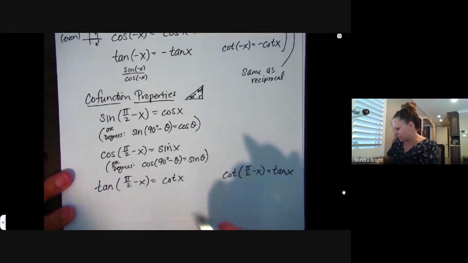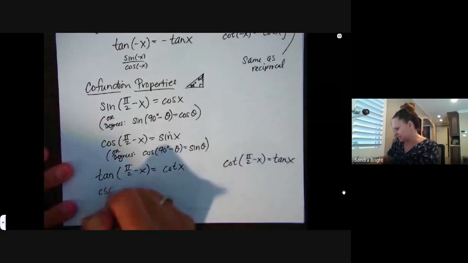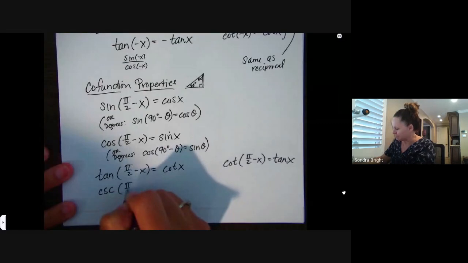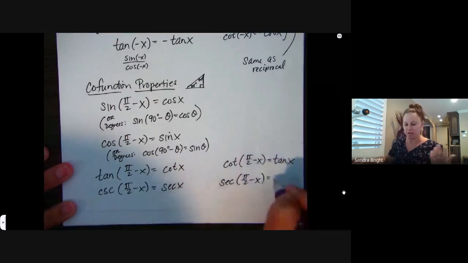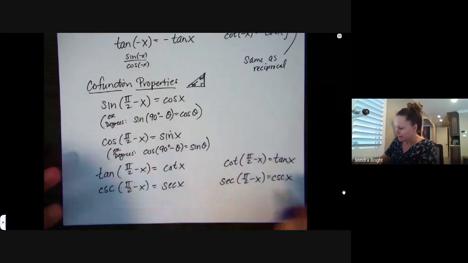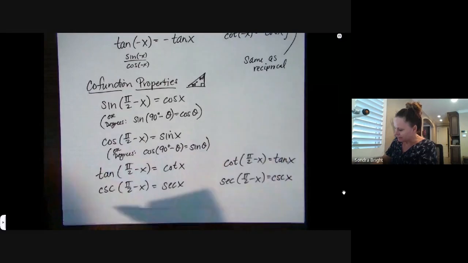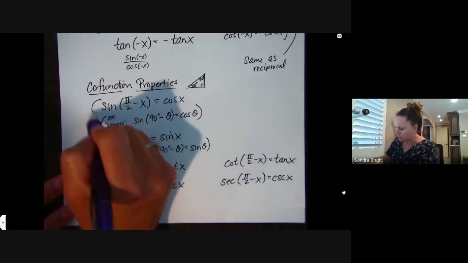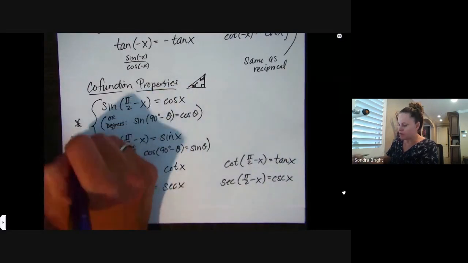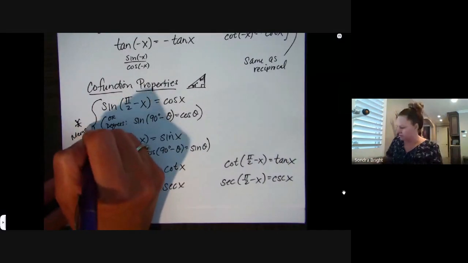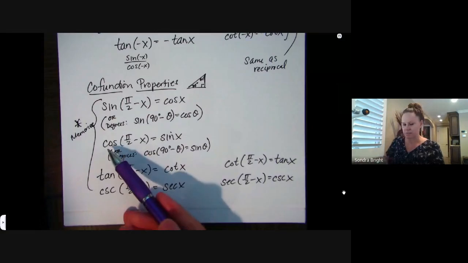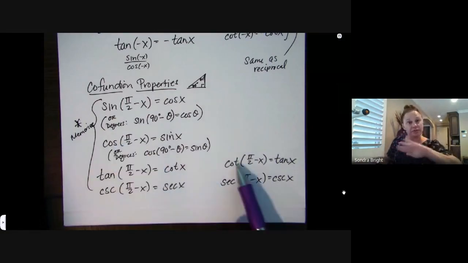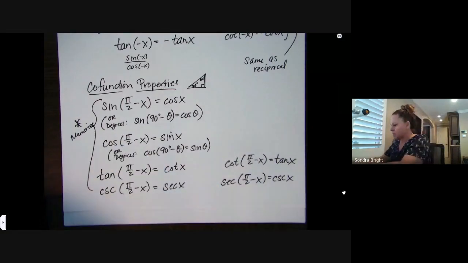Cosecant of pi over 2 minus x is secant. And of course, secant of pi over 2 minus x is cosecant. And those are true for degrees also. I'm just not going to write it, but definitely memorize which ones are cofunctions, right? Sine and cosine are cofunctions, tangent and cotangent, cosecant and secant. And it's just that they're a phase shift from each other.